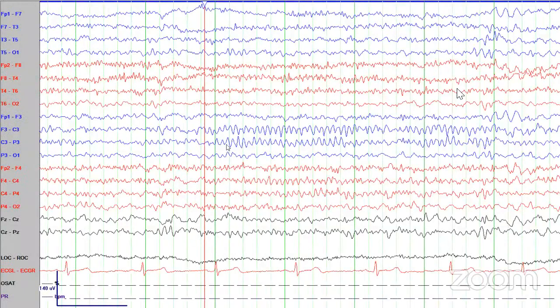So here we have an epoch. As we can see in this epoch, the posterior dominant rhythm is not very well established. We do not have those typical eye movements and muscle artifacts. So maybe the person is not completely alert and awake to see that posterior dominant rhythm, eye blink, muscle artifacts, etc.